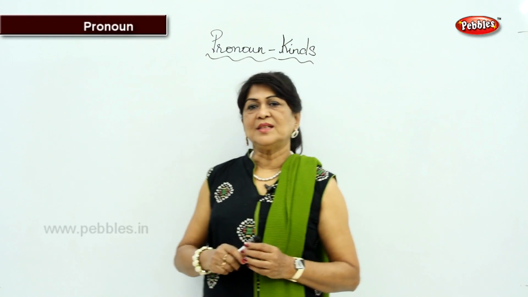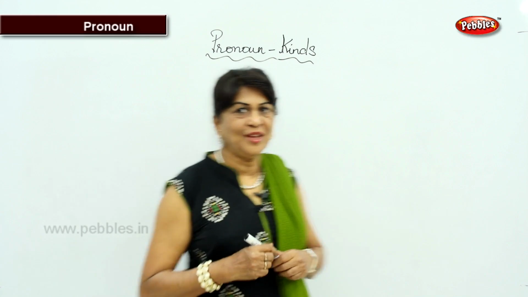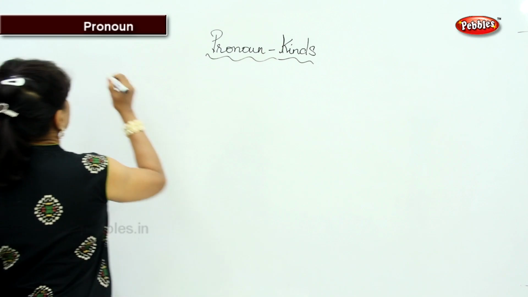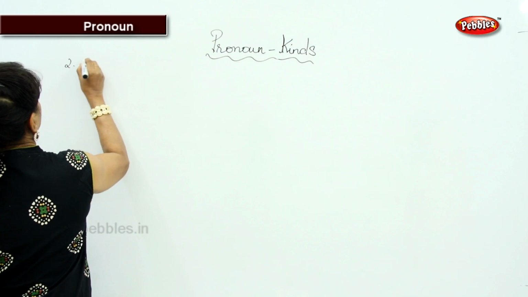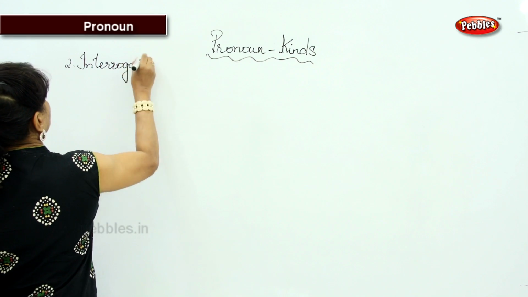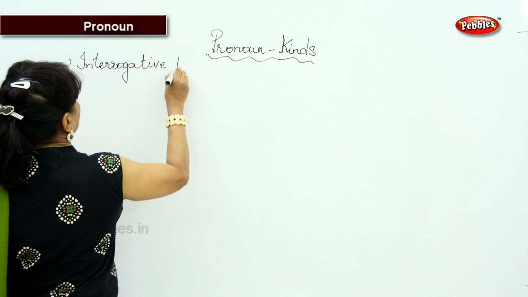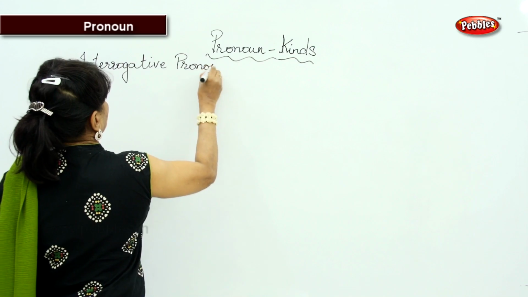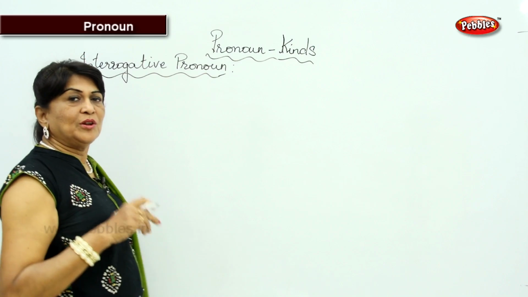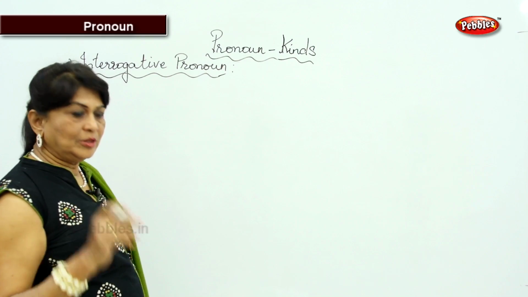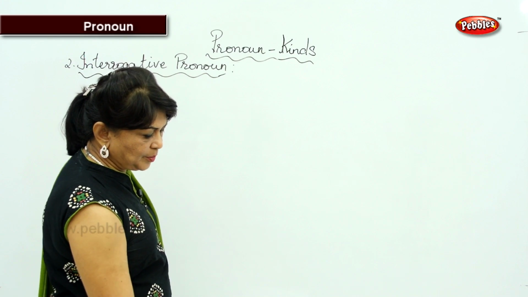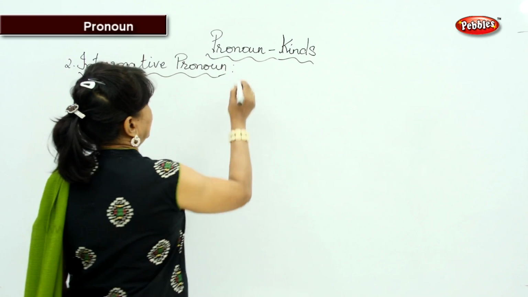The next kind is interrogative pronoun. The word interrogative means asking questions. So, the second kind is interrogative. You have already written down all the different kinds, isn't it? Now, an interrogative pronoun asks questions.